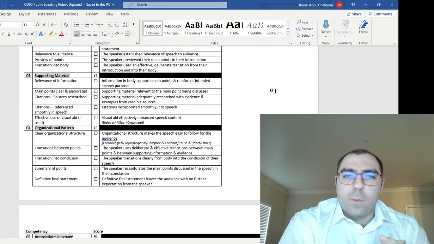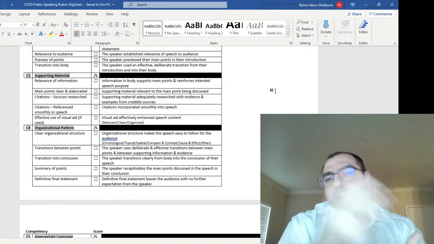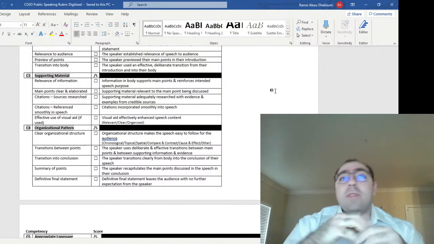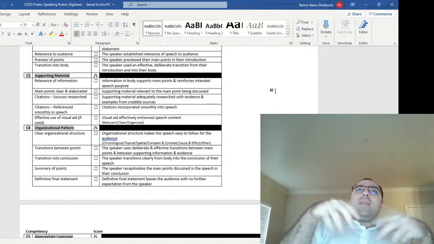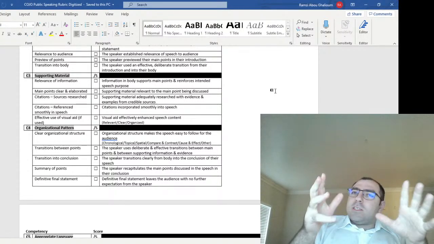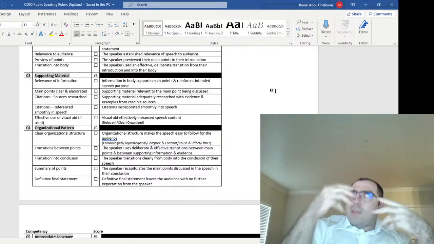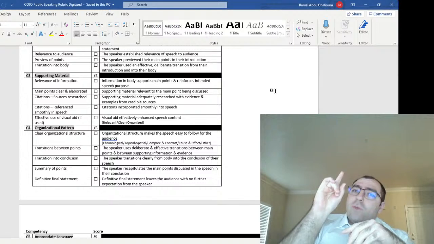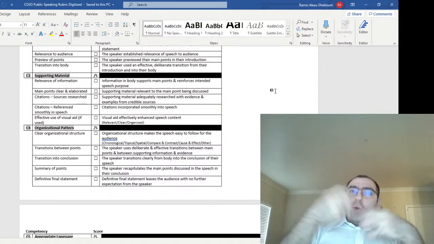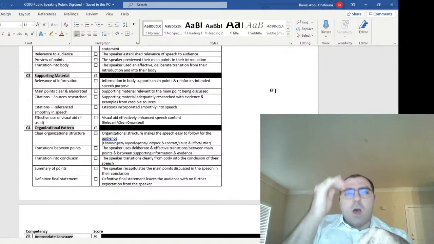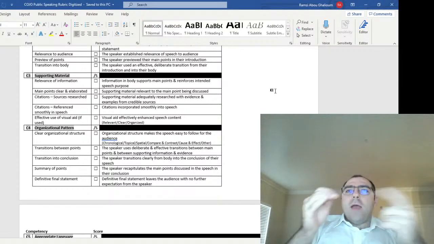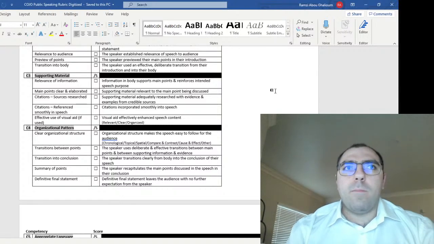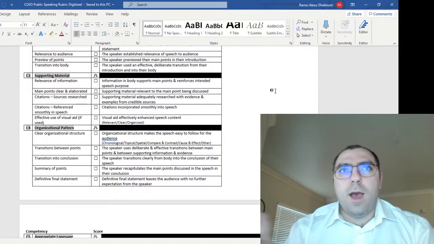Information in the body supports main points and reinforces intended speech purposes. That's what I just said. Main points clear and elaborated. Again, this is one of those things where you might think that you're explaining yourself, but you're not explaining yourself as well as you might think you are, where people don't really understand what it is you're talking about. Because it's really easy, especially if you're not using effective transitions. For me, this is one of those things that happens all the time in speeches, is that I don't know what you're talking about. I'm like, have we moved on from point A to point B? I have no idea.